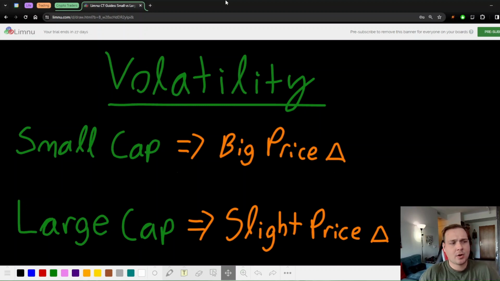For your large cap tokens, they're less volatile than their small cap brothers. That's because they have more liquidity, they have a deeper market, and generally speaking, that's going to make them more stable in the overall market.